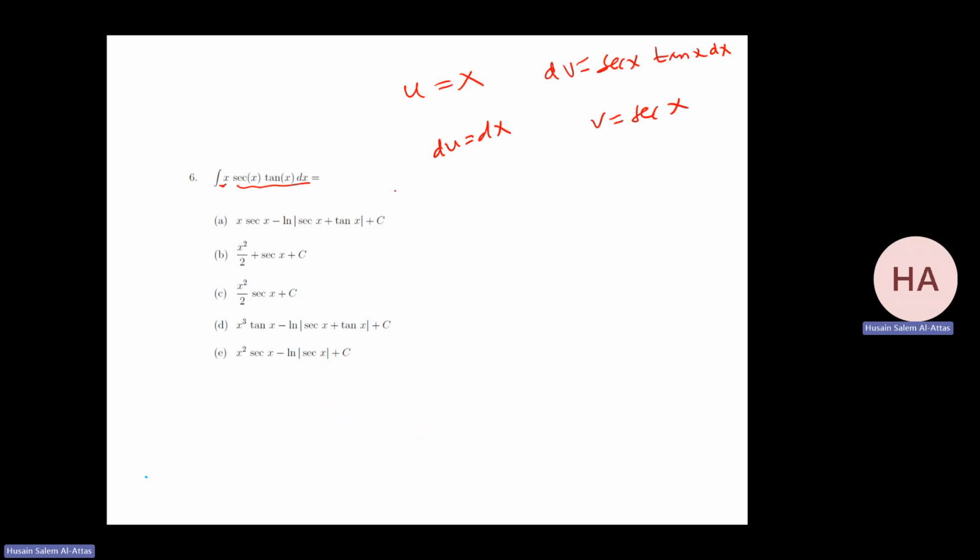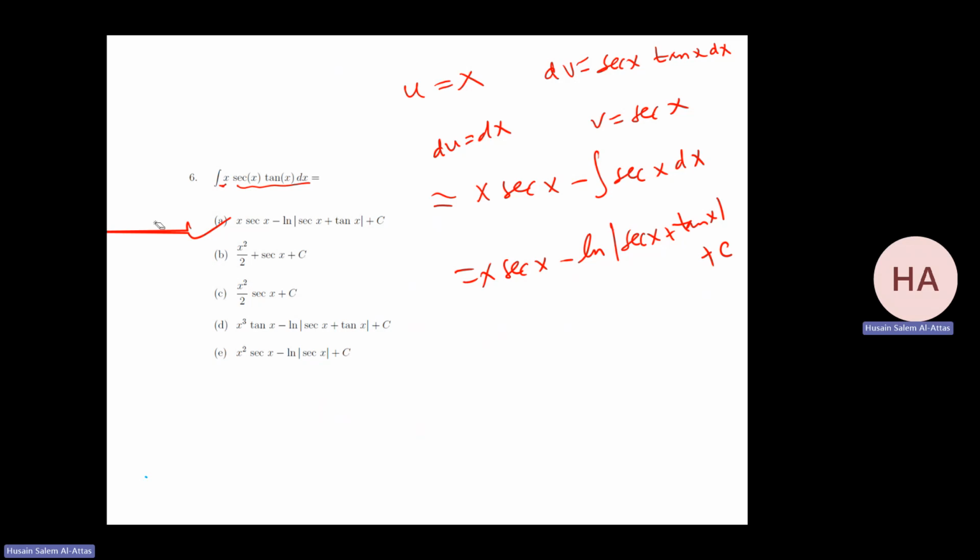I'm done. So that will be x secant x minus the integral of secant x dx. I know how to integrate secant, which is ln absolute value of secant x plus tan x plus C. So this is my answer.